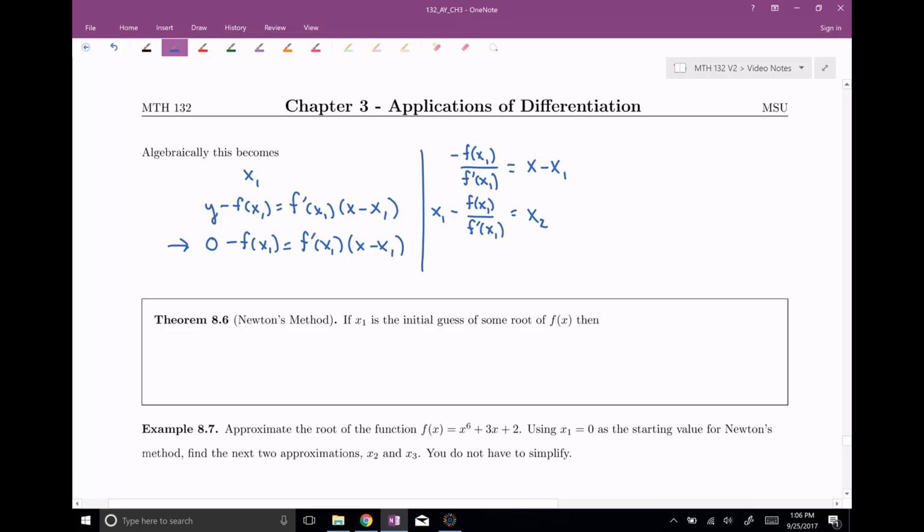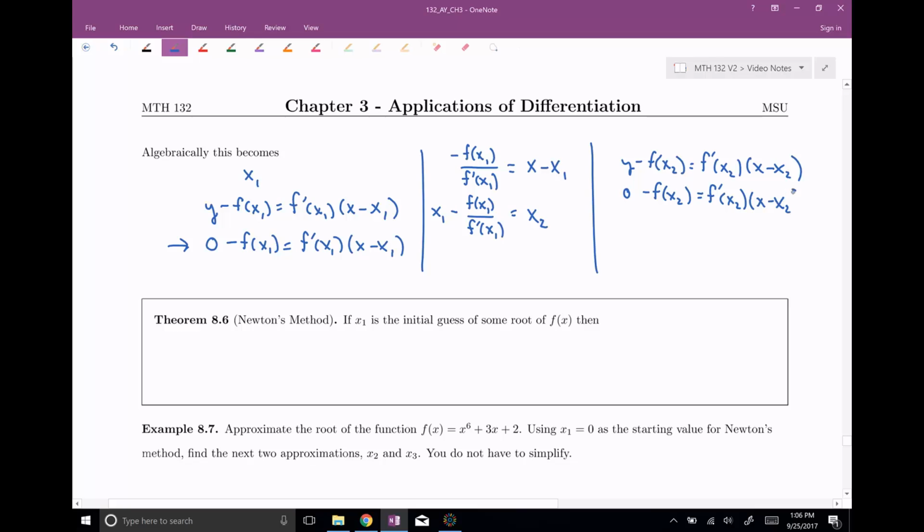That's my second guess. And then we could figure out, same thing, what is the tangent line for the function at this point, right? So we would have y minus f of x2 is equal to f prime of x2 times x minus x2. And we could figure out when this crosses the x-axis, right? Where this y value is 0. And the process just keeps on going over and over and over again.